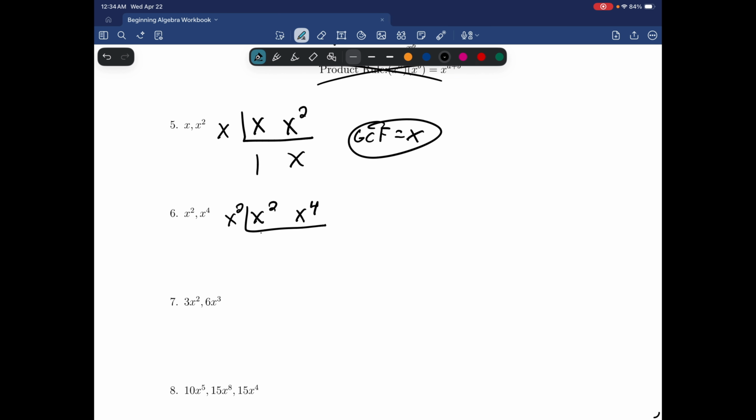So when you do that, you get x squared divided by x squared here, which just becomes 1. And x to the 4th divided by x squared, that becomes 4 minus 2, which is 2. So down here, we get x squared. And our greatest common factor here, off to the side, is x squared.